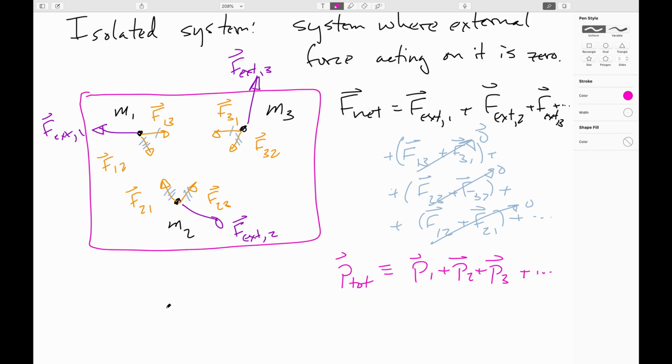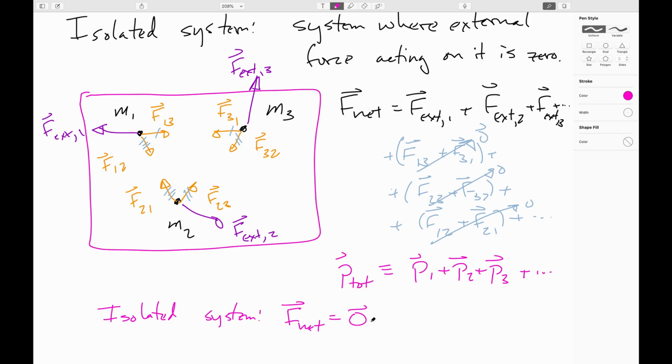So now here's the big deal. If we have an isolated system, then that means that the net force on the object is 0. Notice this does not mean that the external forces are 0. All it requires is that the sum of the external forces be 0.